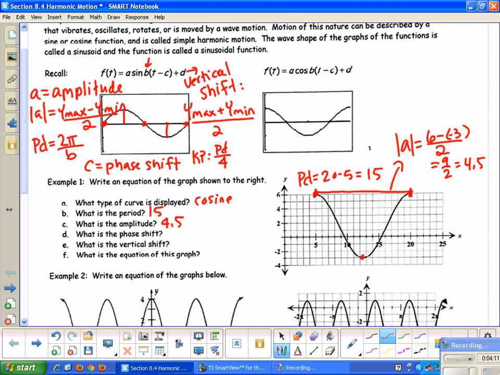The phase shift, if it's a cosine graph, I can tell just by looking at this, we've shifted our graph from here all the way over to here. The cosine normally starts up here, so I should say it's from here to here. So we've moved it to the right 5. So for cosine, the phase shift would be right 5. Then for the vertical shift, which is your d value from our equation, we do the maximum plus the minimum divided by 2, which gives us 3 halves or 1.5.